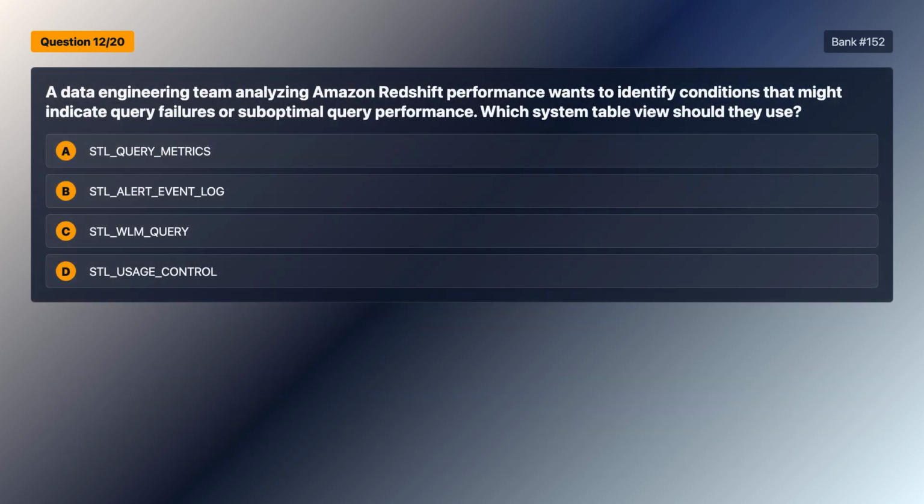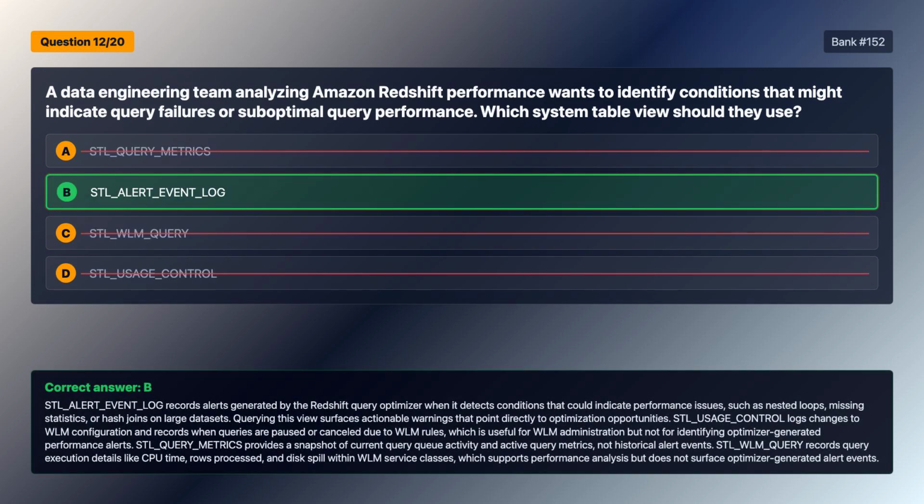Question 12. A data engineering team analyzing Amazon Redshift performance wants to identify conditions that might indicate query failures or suboptimal query performance. Which system table view should they use? Select one answer. Review the answer choices on screen. The correct answer is option B.